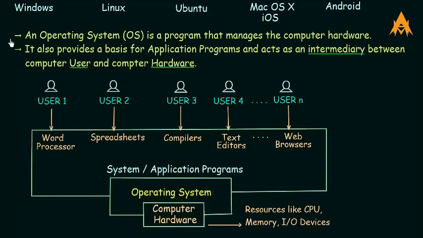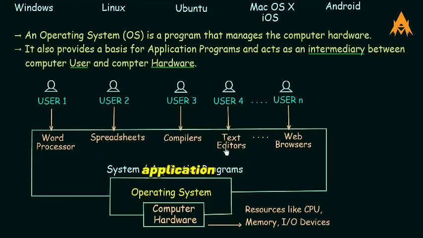Now if we look back at these two lines that we have written, it will make sense, and you will understand what it actually means. So let's read it once again. An operating system is a program that manages the computer hardware. Yes, we saw that. The computer hardware resources like CPU, memory, I/O devices, everything is managed by the operating system. And then it also provides a basis for application programs and acts as an intermediary between the computer user and the computer hardware. So it provides a basis for the application programs.